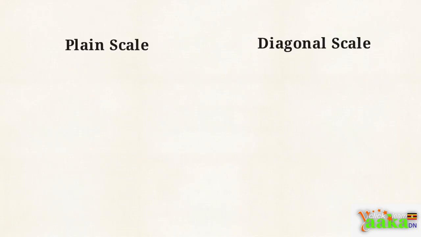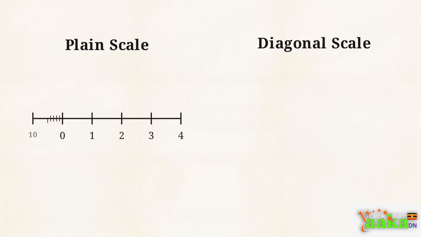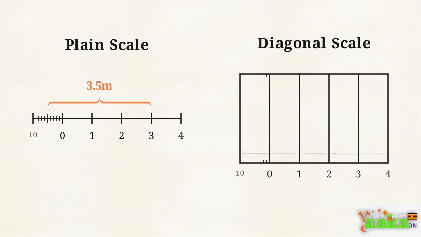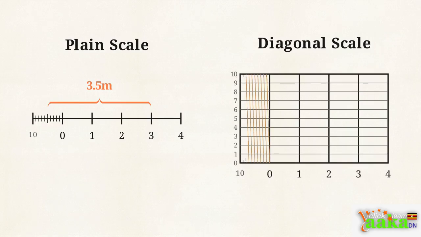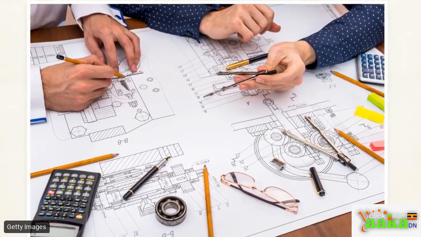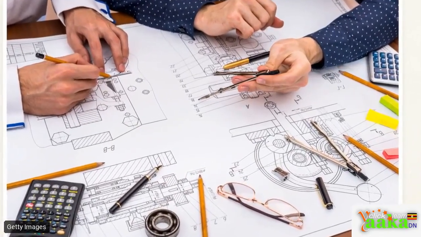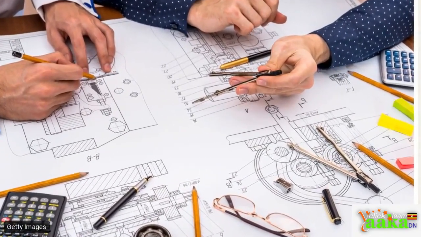This diagram compares the two core types you will use. On the left is a plane scale, built for measuring 2 units, like meters and decimeters, to a single decimal point. On the right is a diagonal scale. By adding a vertical axis, it divides those units further, allowing you to measure 3 units to 2 decimal places. Mastering these lines and grids is how you communicate exact, buildable dimensions in engineering and architecture.